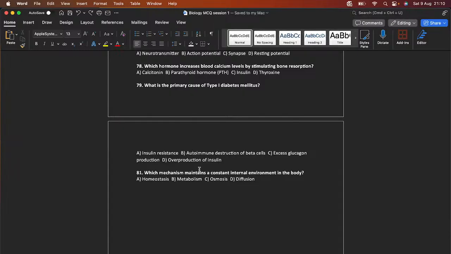Which mechanism maintains a constant internal environment in the body? Homeostasis, metabolism, osmosis, or diffusion? So homeostasis is the right answer. Okay, so I think that's one very straightforward question from your A-levels. Homeostasis is essentially what controls everything within your body, keeps everything at a constant level.